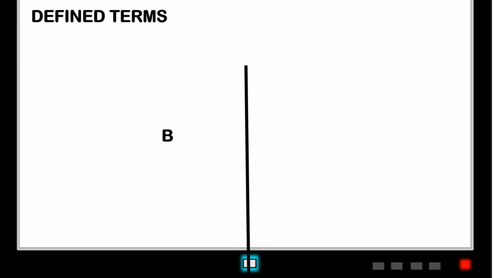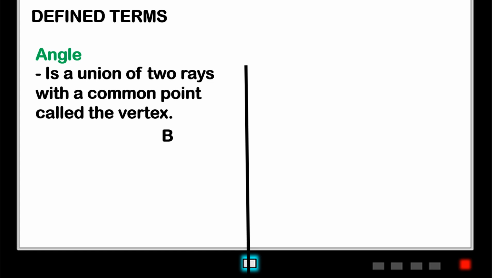Another defined term in geometry is an angle. Ano po bang angle? Let's find out. An angle is a union of two rays with a common point called the vertex. So, ang atin po ditong very important words to consider is the word union of two rays. Then we have the common point, which is also called the vertex. So, let's consider this as a ray.